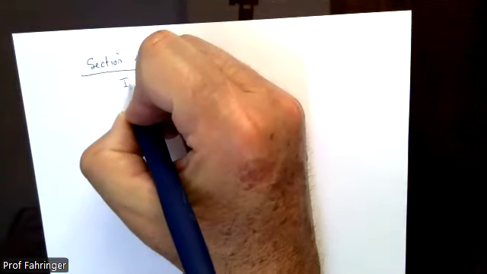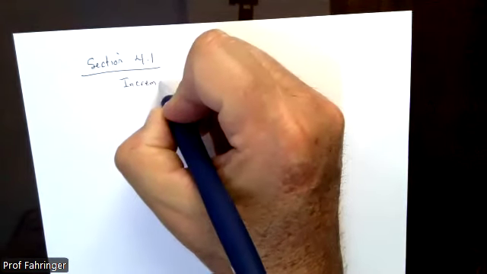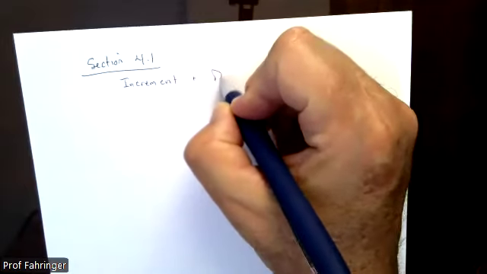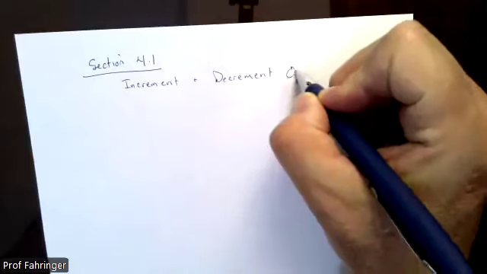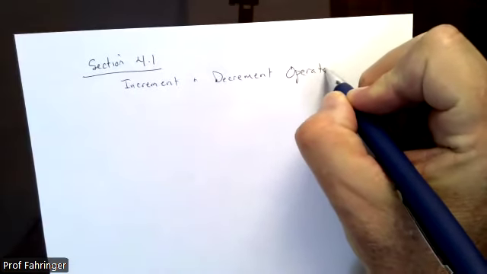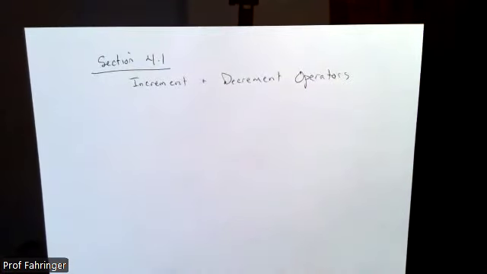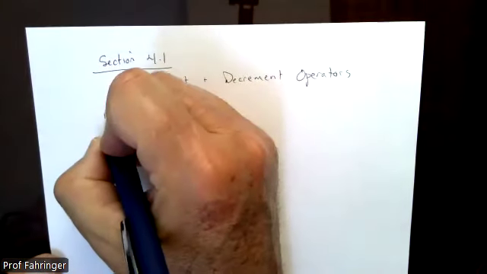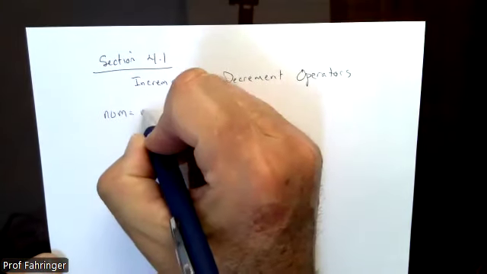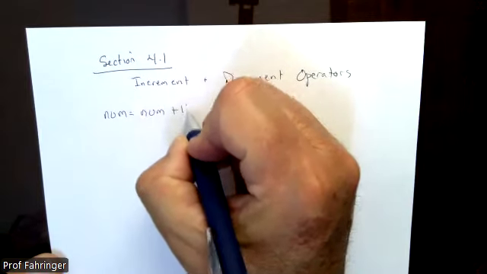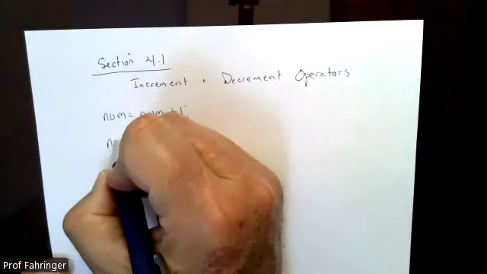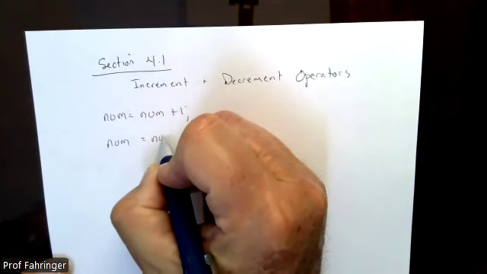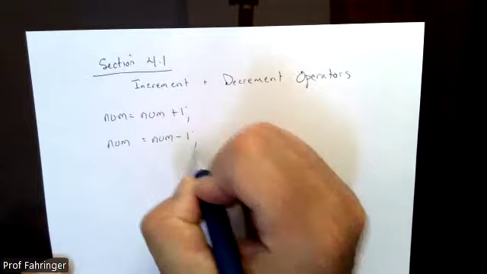The first section is this thing called increment and decrement operators. They're shortcuts. Again, we have some more of what we're calling operators. One of the things that you use a million times is going to be num equals num plus 1. And if we're going to do this for plus, we can use num equals num minus 1.